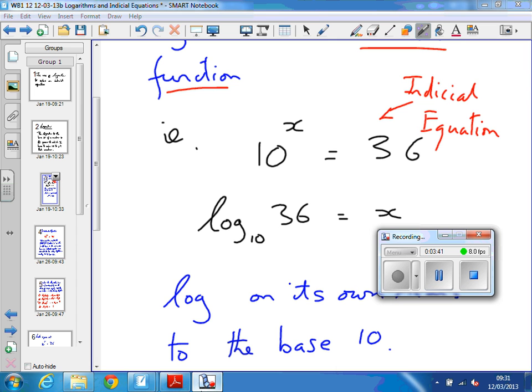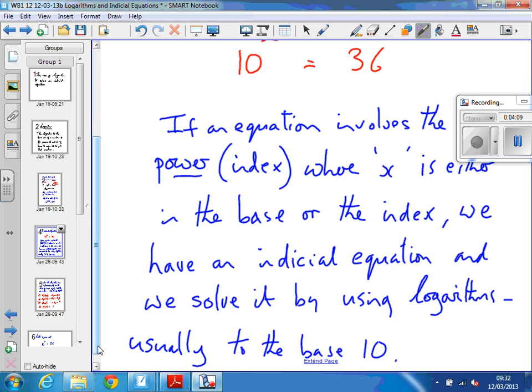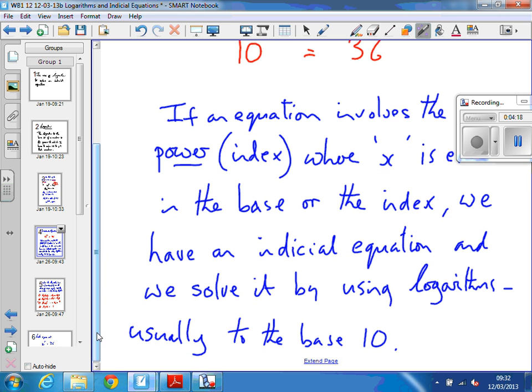Later on we'll come across another base, which is the natural number e, and we'll end up with a natural logarithm that you might have come across already in other units. And we use them to solve equations where the unknown is in the power. The indicial equation, as we were saying earlier, 10 to the x equals 36, is an example of an indicial equation because it involves the power. X is either in the base, we've got to find out what that base is, or it's in the index, the power. We've got an indicial equation and we use logarithms to solve it, generally logarithms to the base 10.